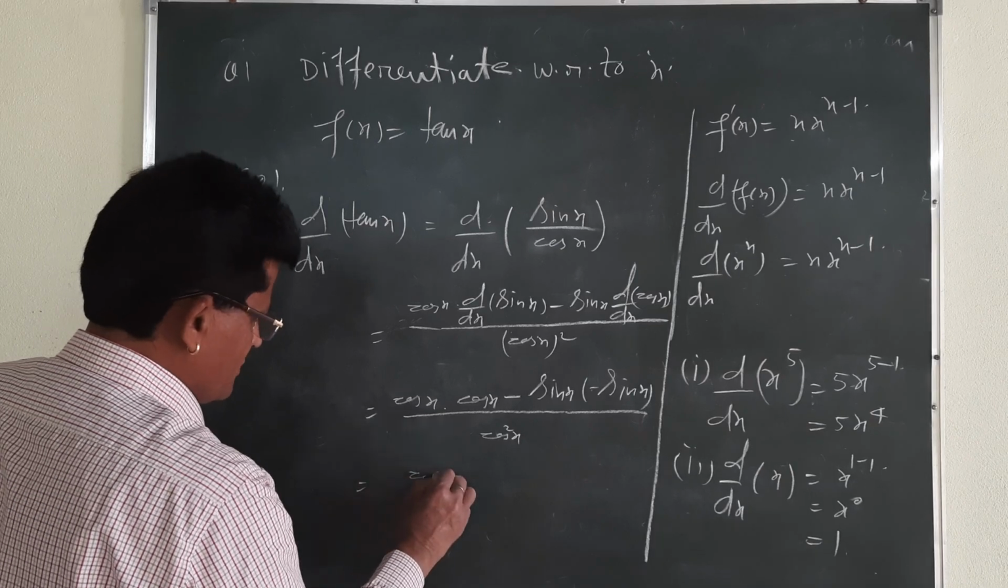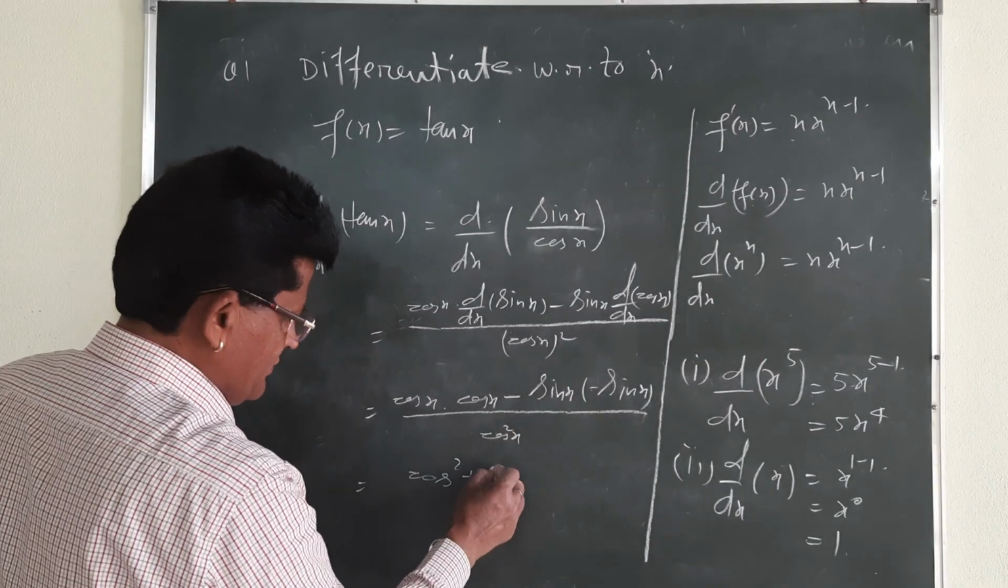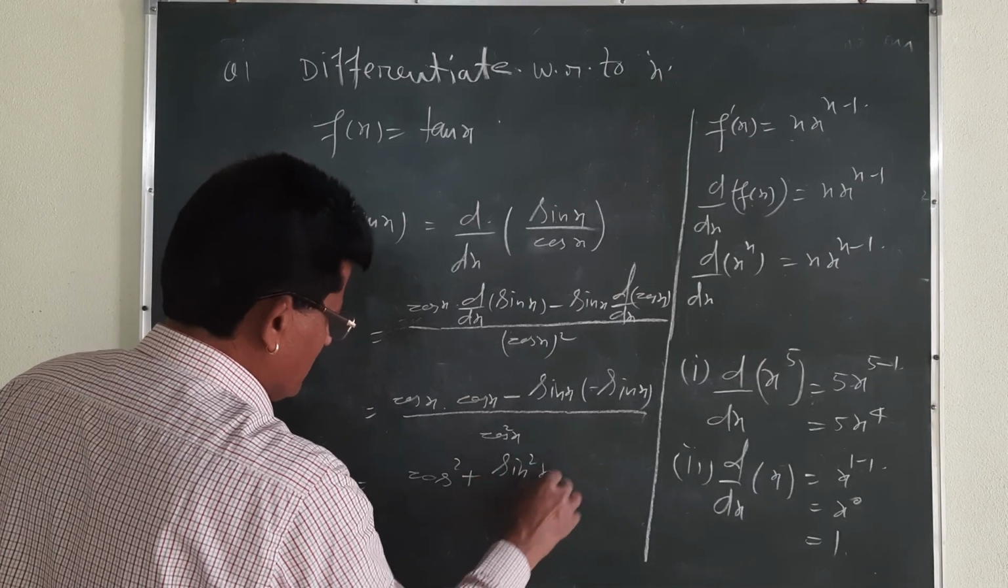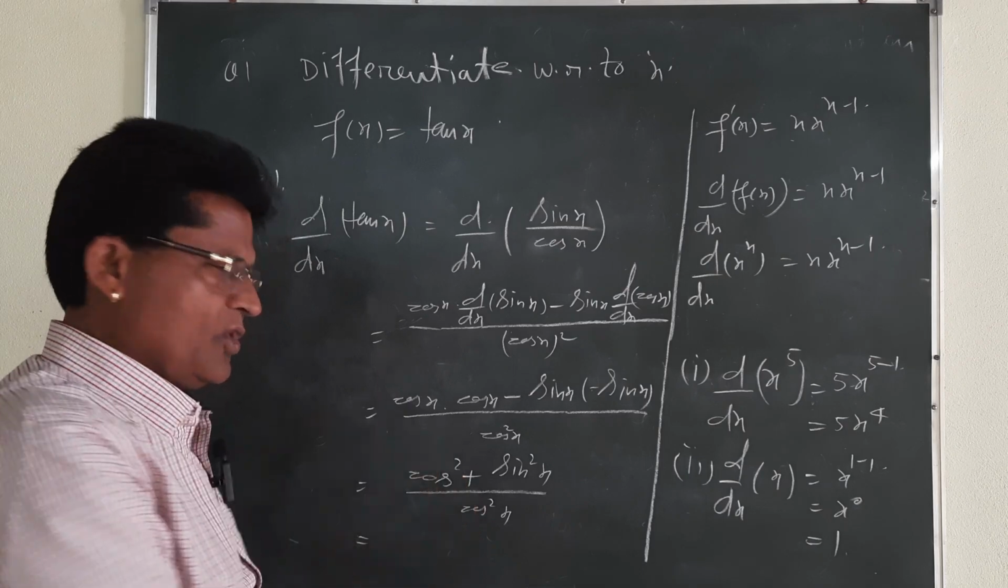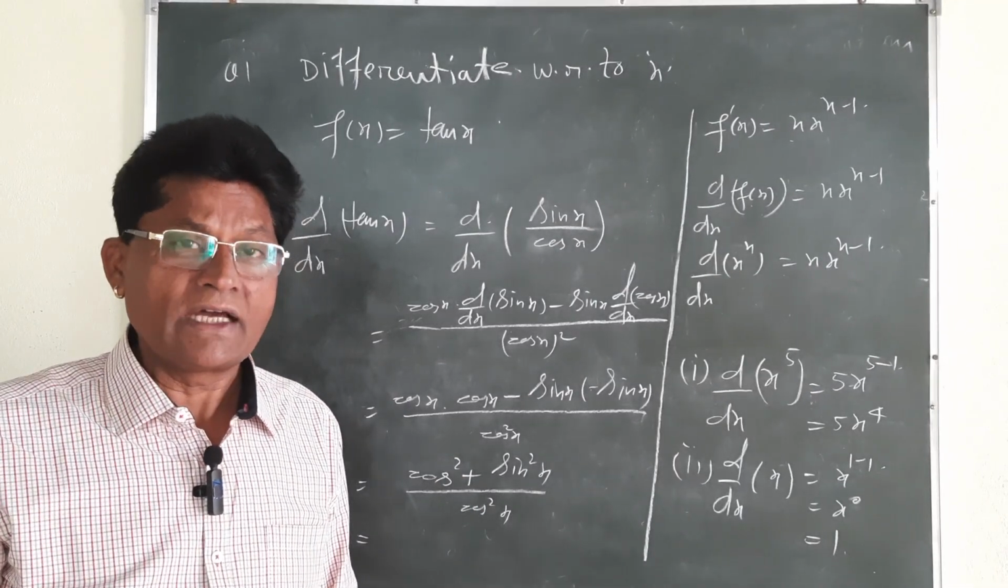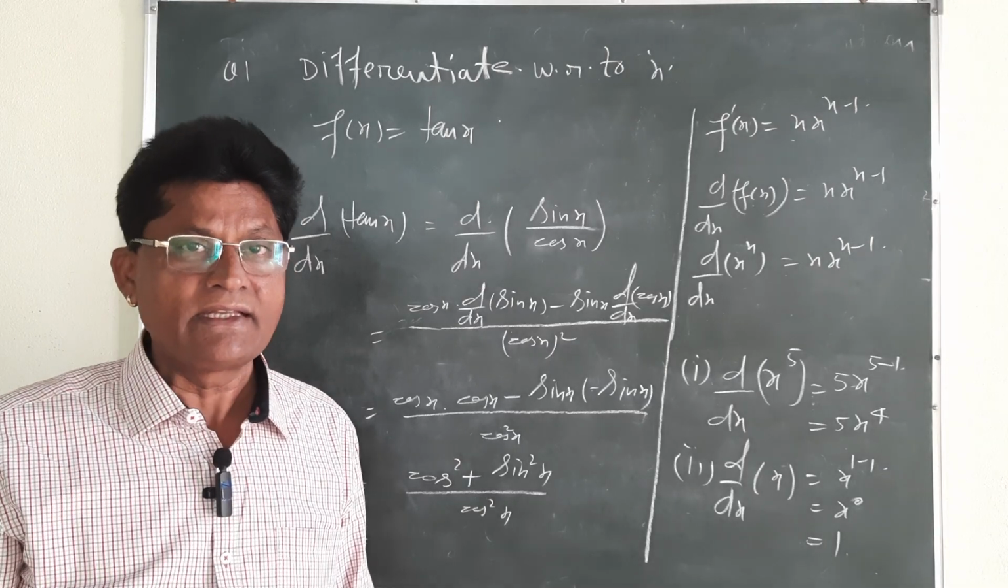Cos square x plus, because negative into negative, sin square x, divided by cos square x. And as I told you, all the trigonometrical identities are very important to use in differential calculus as well as in integral calculus.